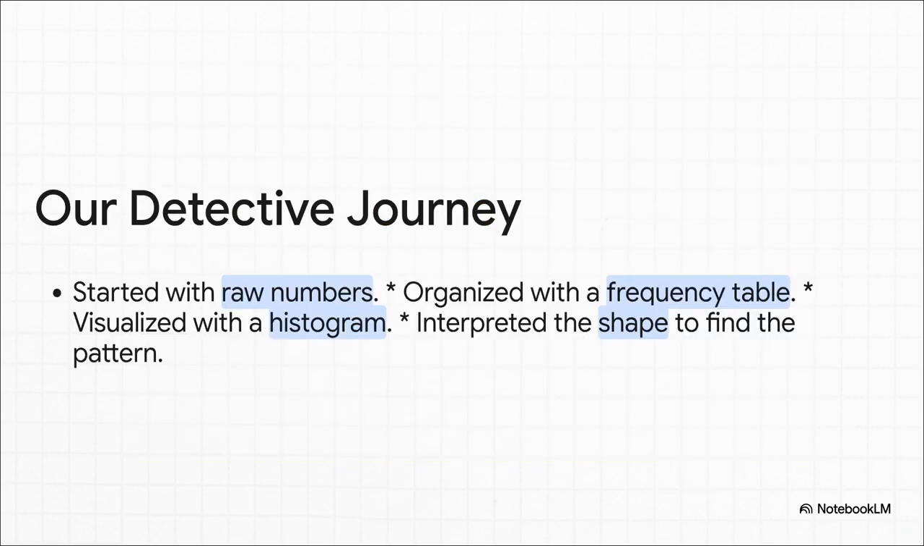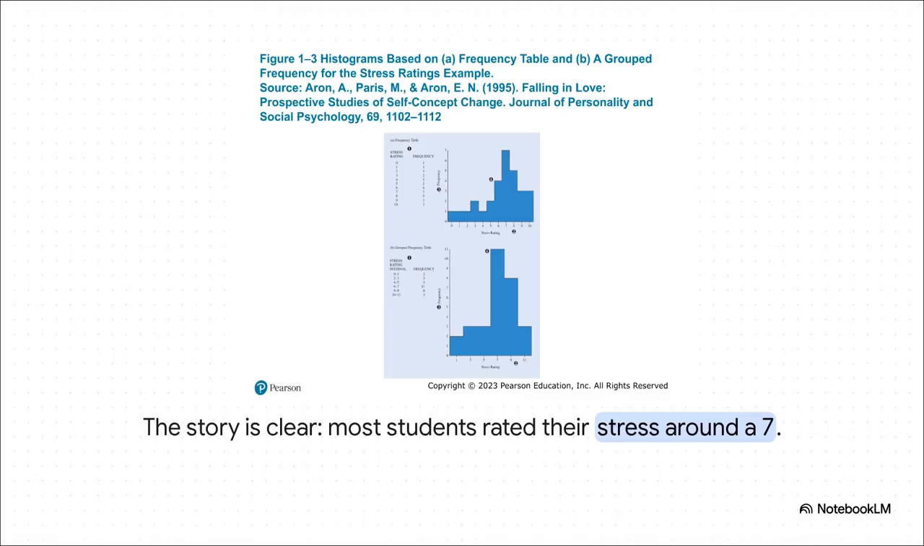And this right here, this is the playbook. It's not magic, it's just a method that you can use over and over. You start with the raw clues, you organize them with a frequency table, you sketch it out with a histogram, and then you read the shape to solve the mystery. Anyone can do this. And here it is, the final reveal.